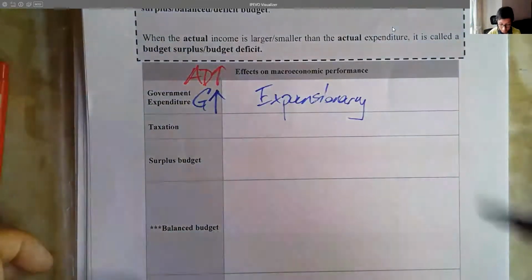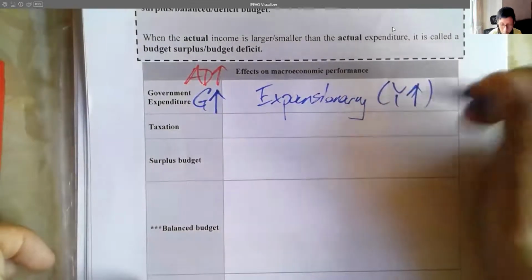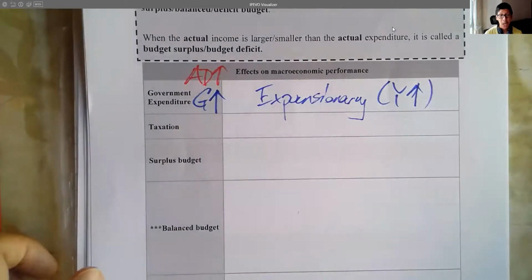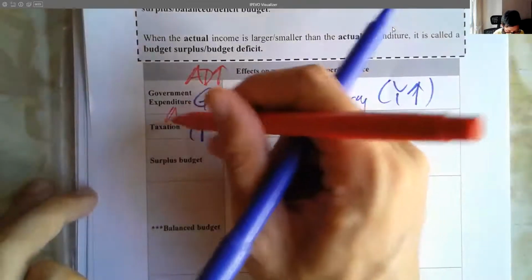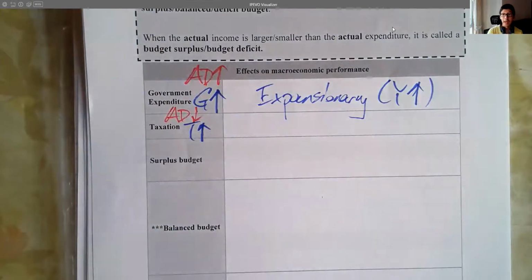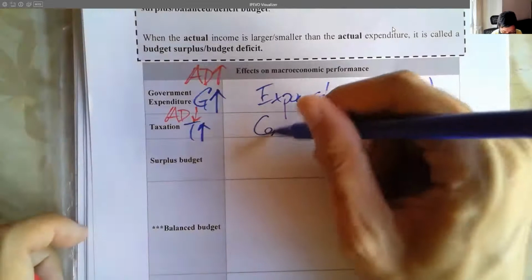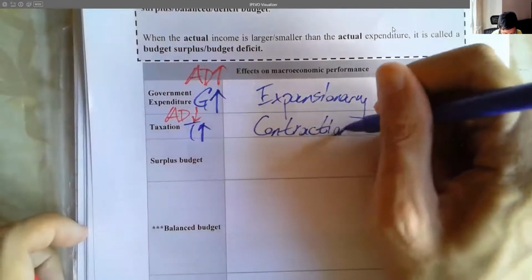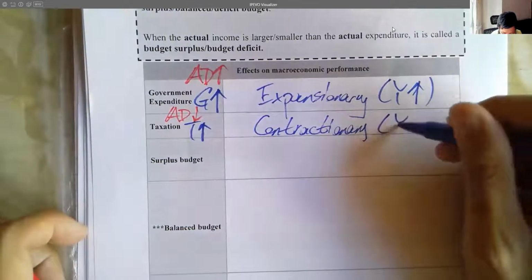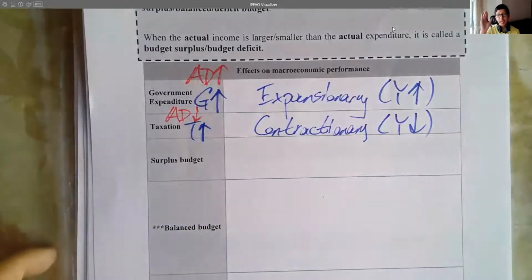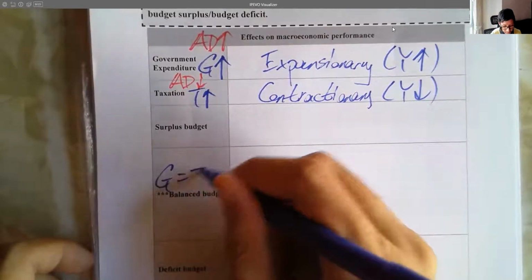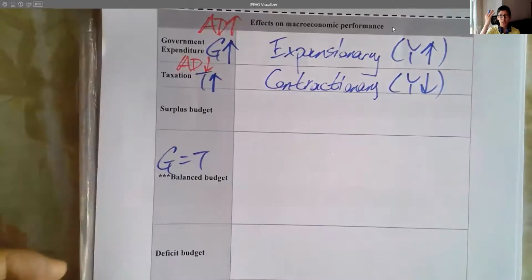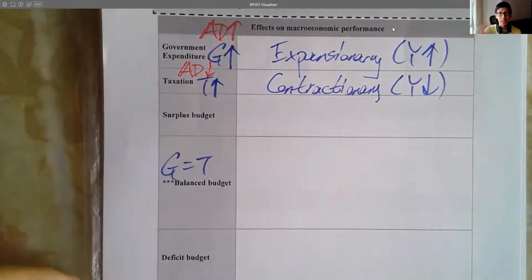When we talk about expansionary, we are talking about Y going up, the output level going up. Versus when taxation goes up, most of the time we are talking about AD going down. If you remember, there is less disposable income, right? So it would be a contractionary effect, meaning Y would go down. So naturally, what you would be thinking is, what about a balanced budget? When G equals T, naturally you would think it should be the same, no effects, right?